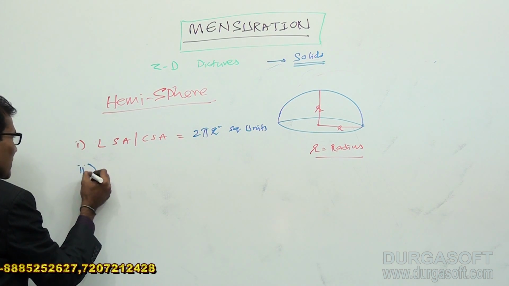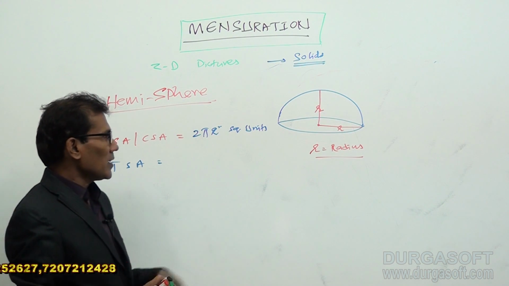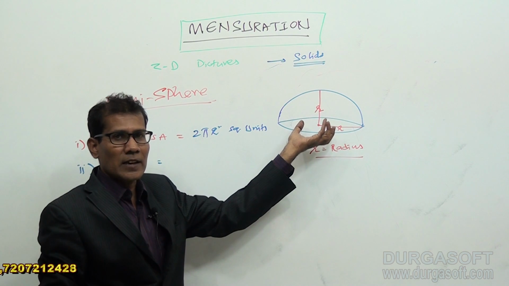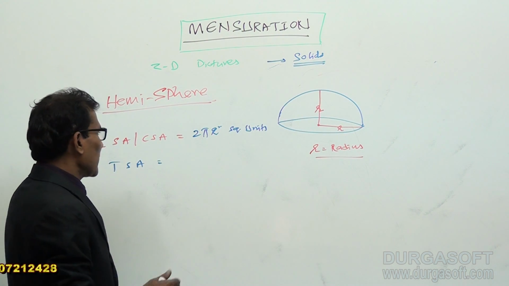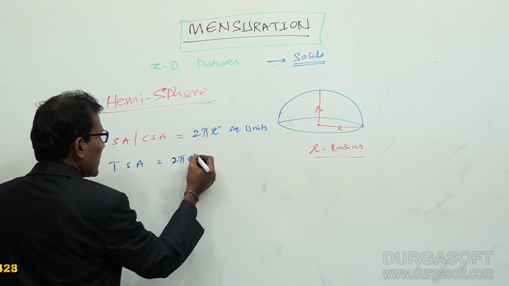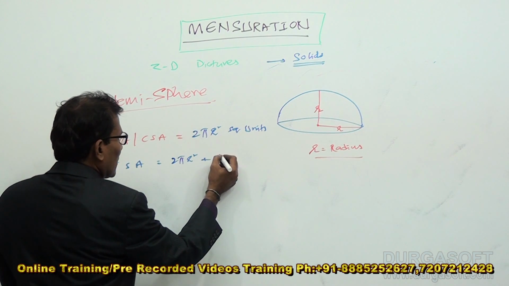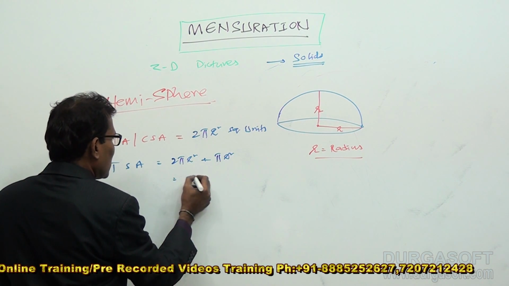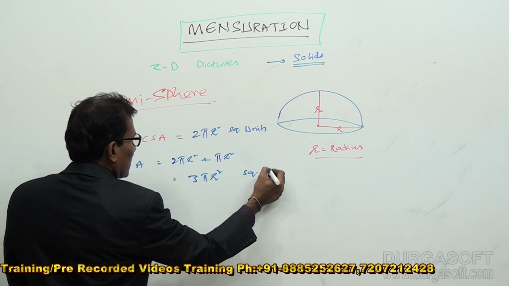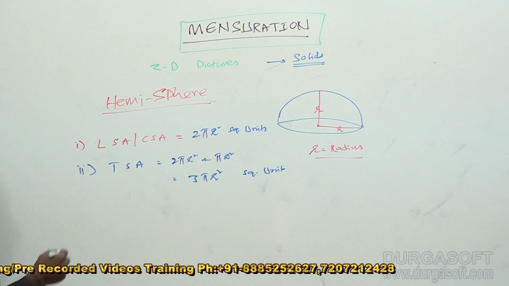And the total surface area. For the total surface area, the entire lateral surface area plus base area together gives the total surface area. The lateral surface area is 2 pi r square, and the base, which is in the form of a circle, area of the circle is pi r square. Together it is giving 3 pi r square units. It is the total surface area of the hemisphere.